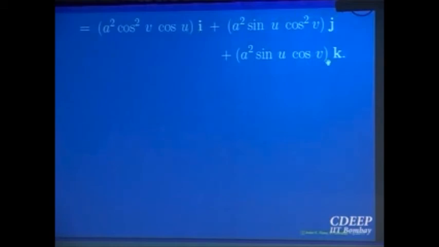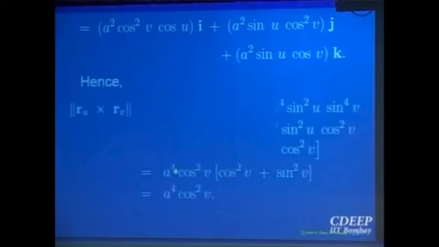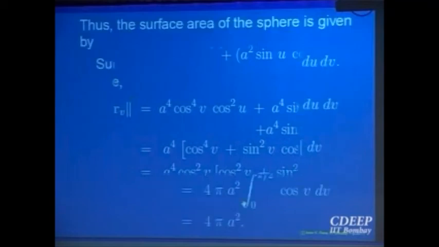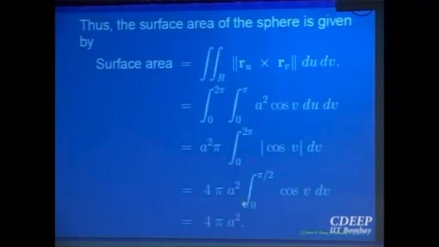Now you want to find the norm of this, actually the norm square. This square plus this square plus this square is a⁴ cos² v, so the norm will be a² cos v. Now you can put it into the formula: integrate a² cos v over u and v. u is the angle from 0 to 2π, and v, the angle from the z axis, is 0 to π. Compute that: 4πa².